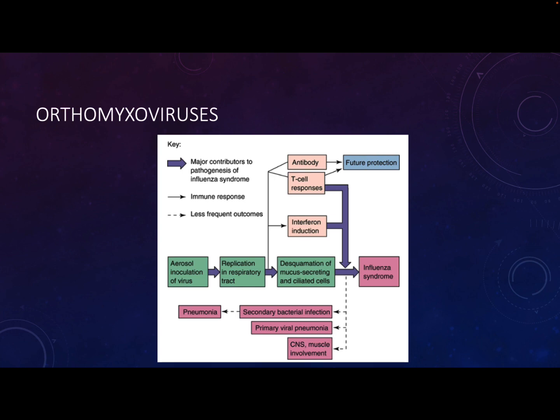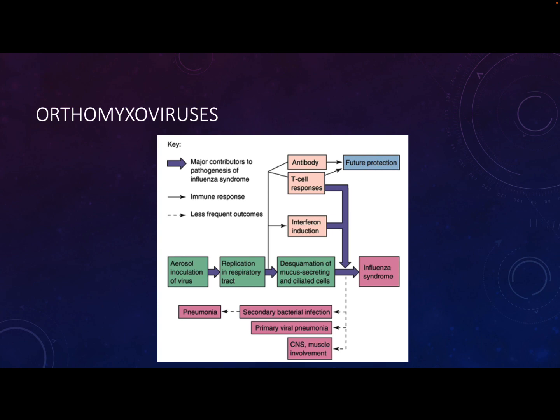You also have antibody that can help provide future protection, but antibody response isn't what causes symptoms. T cell response and interferon production will. More rare complications of flu, and again, why we worry a lot about flu, is because you can have patients who develop secondary bacterial infection, especially in the lungs, that can progress to pneumonia, right? You already have damage in the lungs because of the desquamation of the mucus secreting cells and your ciliated cells.